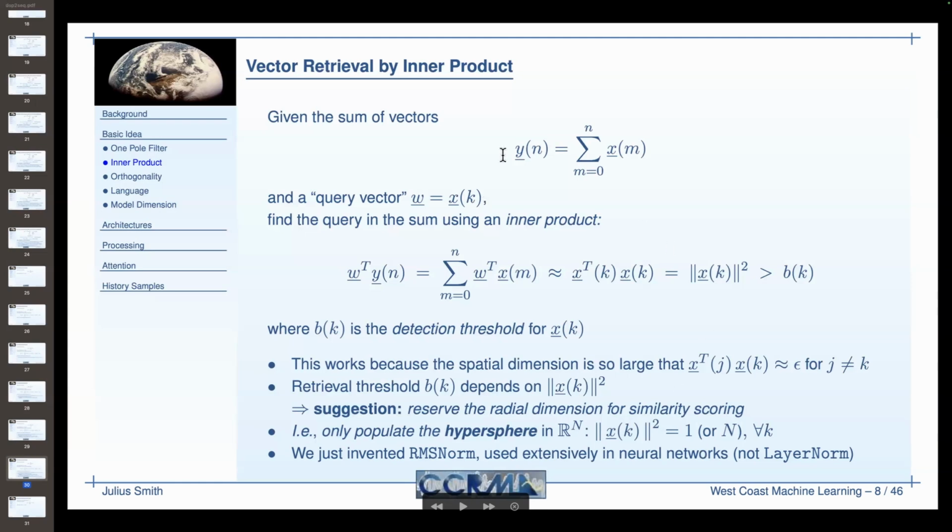Okay. Yeah, you get the sum, and then you say, query, is this vector W in your sum? And so the inner product will basically, by linearity, fire on that vector if it's in there. So the kth vector, if that's in there, will fire this inner product, and you'll get the norm squared, and that will exceed your threshold. And all the other vectors are substantially orthogonal, and they don't add a whole lot to this. That's the basic approximate idea of the memory and the retrieval.